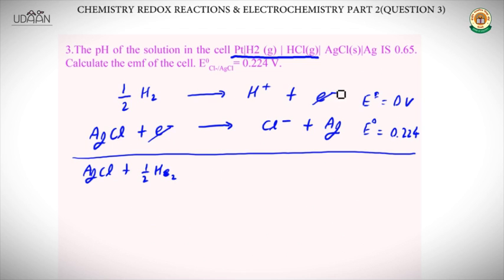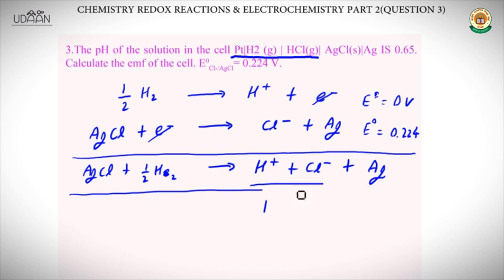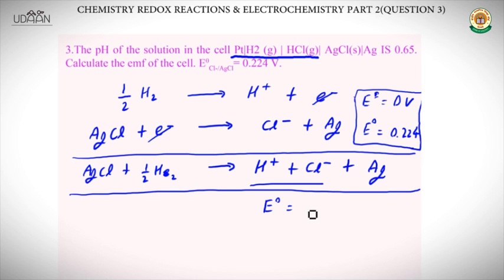So from here we can write the full reaction, which is AgCl plus half H2. These electrons would be cancelled, and this gives H plus Cl negative, which is the HCl in ionic form, plus Ag. Now the electrode potential for this whole reaction is the sum of the electrode potentials of these two, oxidation and reduction. And hence E naught here is 0.224 volt.